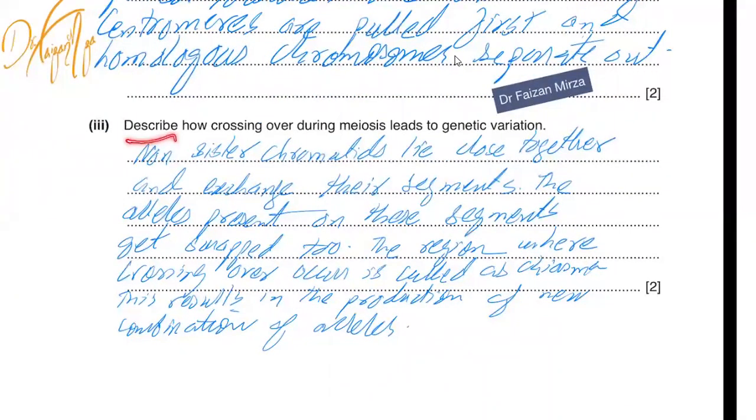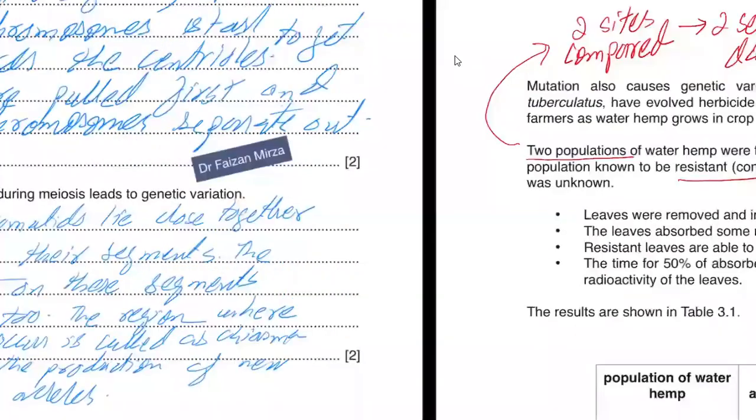The next part says describe how crossing over during meiosis leads to genetic variation. So you'd again recall the facts of crossing over. We know crossing over occurs on the non-sister chromatids, which lie close together, and they exchange their segments. The alleles present on these segments get swapped at the region where the crossing over occurs, called the chiasma. This results in production of new combinations of alleles. So make sure you mention it's occurring between the non-sister chromatids, which are lying close to one another.